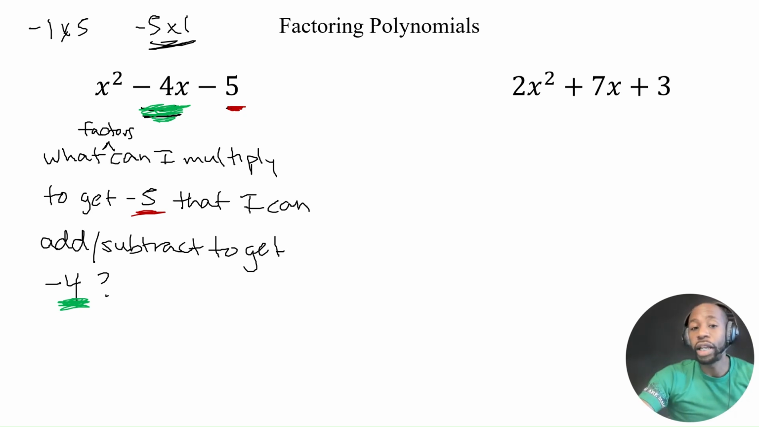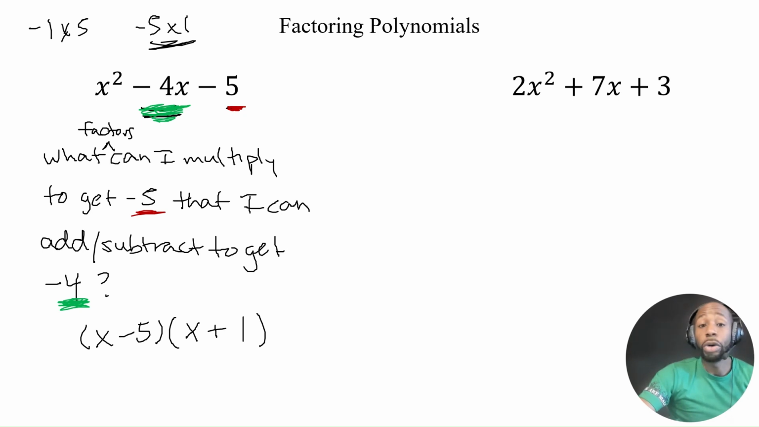Then what you do from there is you create a binomial. X is always going to be the first term of each. Then you simply plug these in with whatever the sign is on that number. 5 is negative, so we put a -5. 1 is positive, so it's going to be a +1. And so you have factored this polynomial. If you want to check it, use the FOIL method to multiply it back through: x squared plus 1x minus 5x, so that's -4x, then -5.